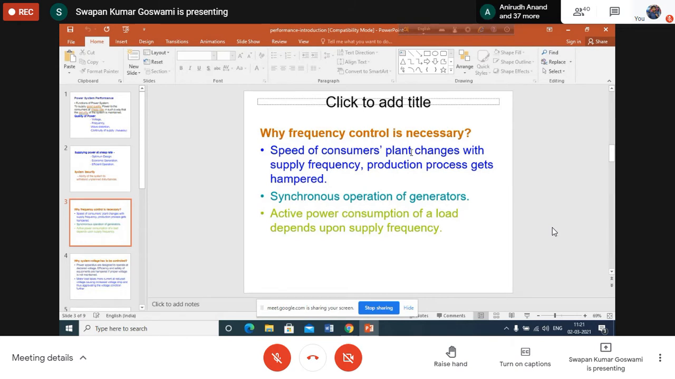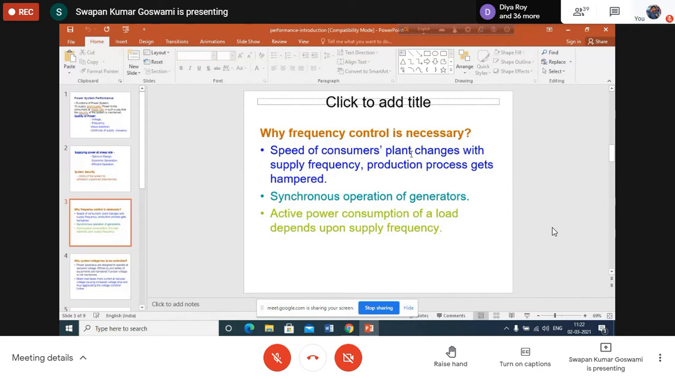If the speed of the motor decreases, the speed of the production process also will deviate from the normal. As a result, the quality of the product will be difficult to maintain. So that's why you must maintain the frequency constant. Similarly, if the frequency increases for some reason, then the speed of the consumer process will also change, because the motors used are mostly AC motors, basically induction motors. Their speed will change, and as a result the efficiency of the production process will be hampered. So this is one of the reasons why frequency has to be kept constant.